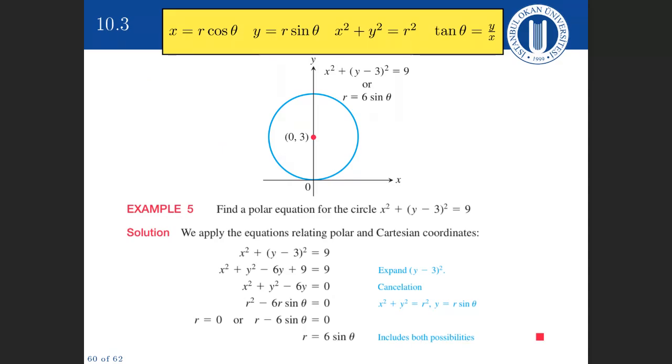For example, find a polar equation for the circle x squared plus y minus 3 squared is equal to 9. Now, this time, I want to use the formula x squared plus y squared is equal to r squared. So I start by multiplying out the equation so that I can replace x squared plus y squared by r squared. Here we go.